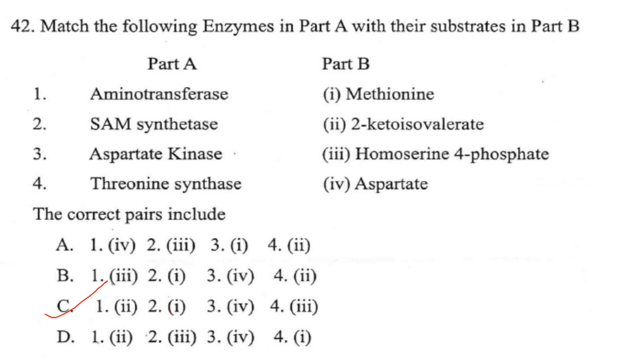Then match the following enzymes in part A with their substrates in part B. Aminotransferase is 2-ketoisovalerate. SAM synthetase is methionine. S-adenosyl methionine synthetase, so the substrate will be methionine. 2,1. Aspartate kinase is aspartate. Threonine synthase is homoserine 4-phosphate. So the answer here will be option C.